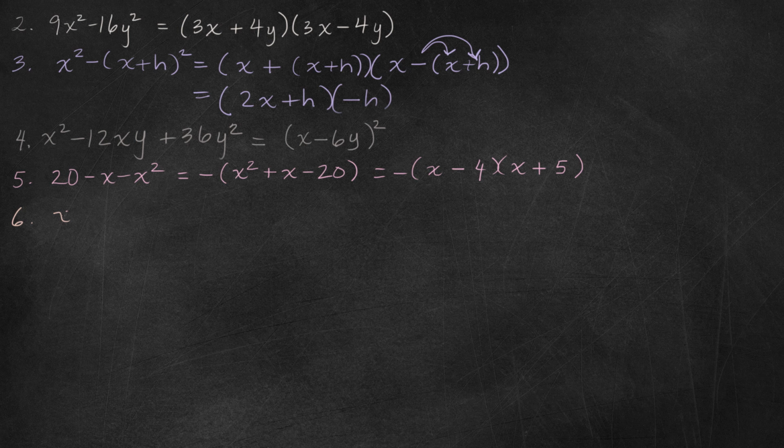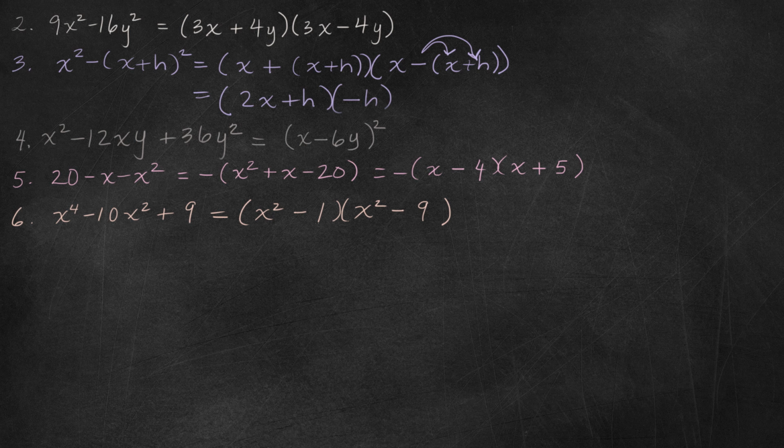Number 6, x to the power 4 minus 10x squared plus 9. Now to get x to the 4th, since the leading coefficient is 1, I'm guessing it's going to be x squared times x squared. And then 9, it could be 1 and 9 or 3 and 3, but I want to get a 10 in the middle. So 3 and 3 is not going to give me a sum or difference of 10. It'll be 1 and 9. Since I want negative 10 in the middle, these are both negative.